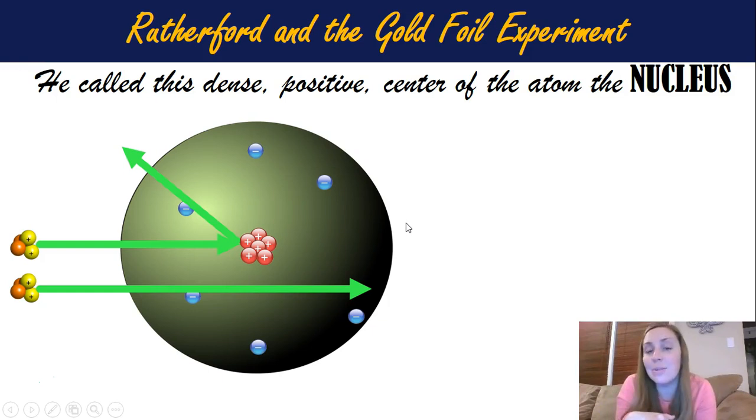So we're getting a lot closer to what we think of as the modern atomic structure. And that's it for Rutherford's gold foil experiment. And I will see you in the next video when we talk about how we figured out about neutrons.